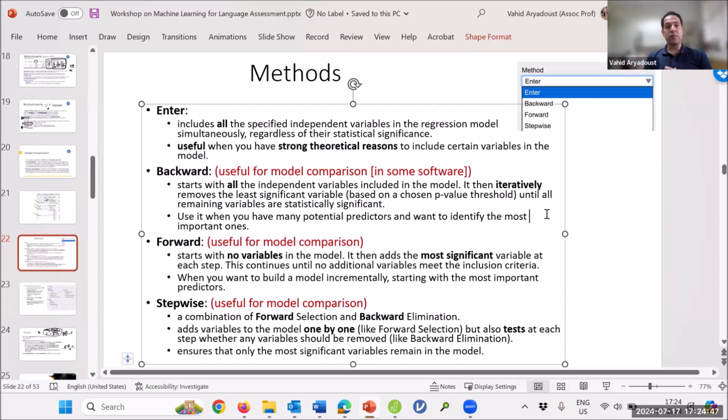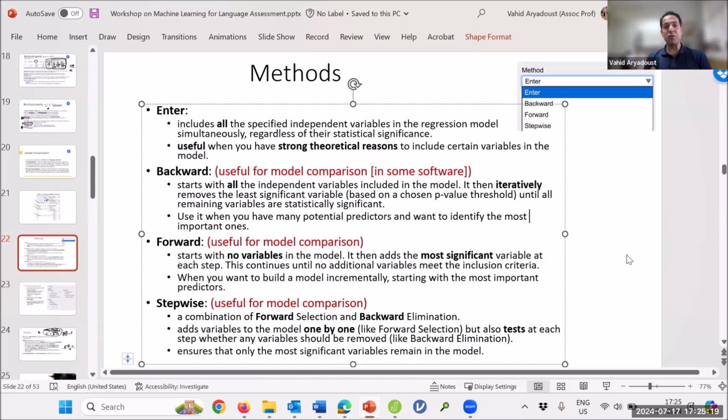The backward method, the forward method and the stepwise method are useful when we are doing model comparisons. Of course, the backward method is not very much used in model comparisons. I mean, you wouldn't read this in many statistical books, but I found that in JASP or some other software, the backward method of doing regression is done in the same way that forward and stepwise are being done.